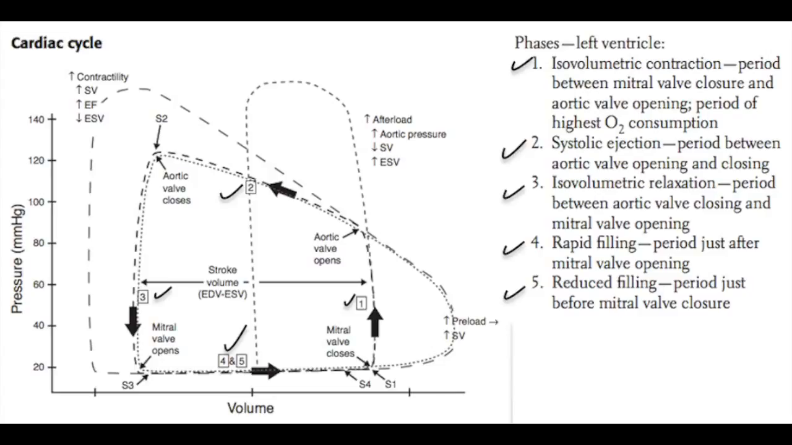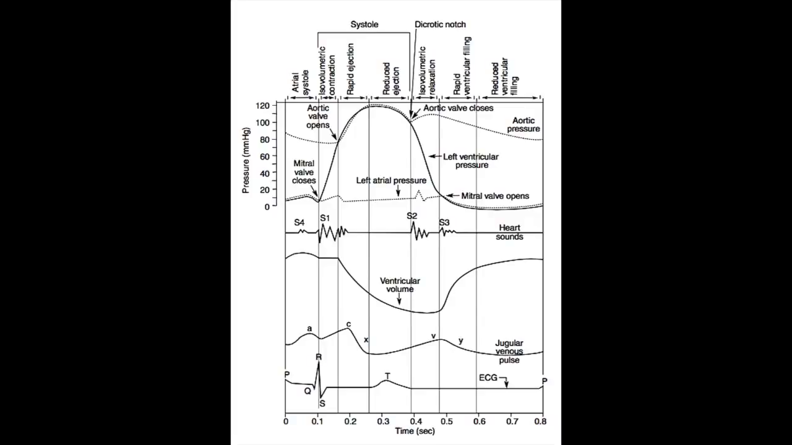To better explain the cardiac cycle, we have this diagram here that shows the different pressures in the different chambers in the heart, such as the aorta, the left ventricle, and the left atrium, followed by the heart sounds, which is shown just below that, followed by the left ventricular volume, followed by the jugular venous pulse, which is representative of right atrial pressure, followed by the electrocardiogram. And at the very top of the diagram, you can see the different phases of the cardiac cycle.